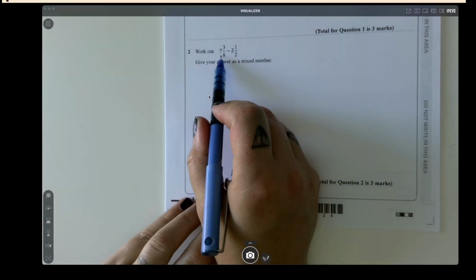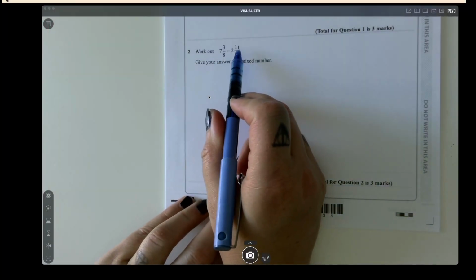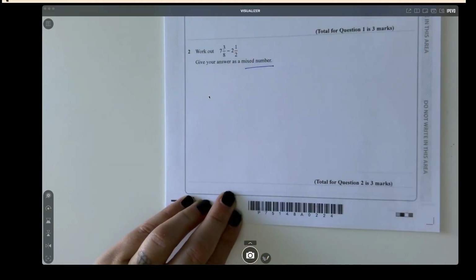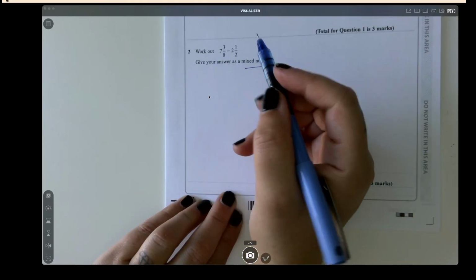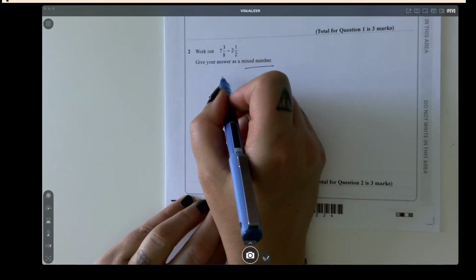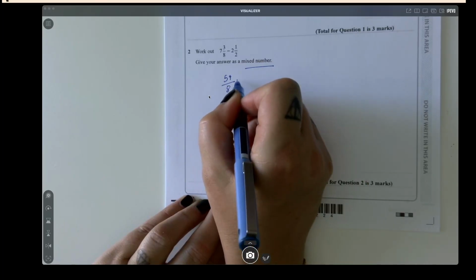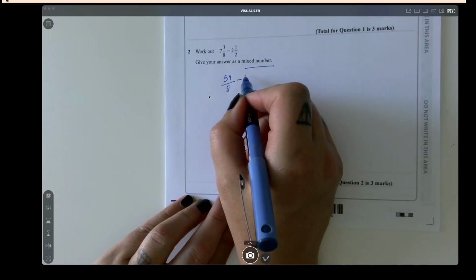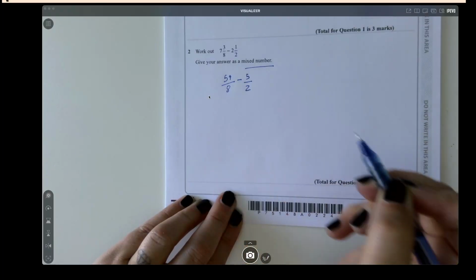Question 2. Work out 7 3/8 subtract 2.5. Give your answer as a mixed number. So the first thing I'm going to do is convert each of these mixed numbers into improper fractions. So 7 multiplied by 8 is 56, add 3. So I have 59 over 8. Subtract 2 times 2 is 4, plus 1 is 5. So that's 5 over 2.